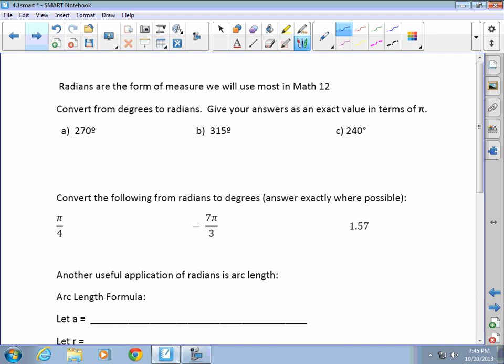So it says radians are the form of measure we will use most in this math course, in both Math 30 or both grade 12 math classes. So let's try to use our formula to find these answers.